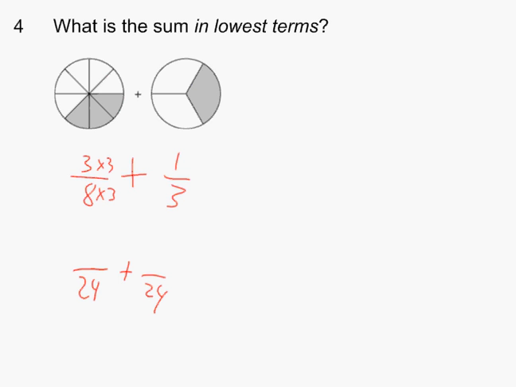So when I multiply it by 3, I get 9/24 as an equivalent fraction. And I get 8/24 as an equivalent fraction. When I add the numerators, I get 17/24, which is lowest terms because 17 is a prime number, and the only thing divisible in 17 is 17, and 24 does not have 17 as a factor.